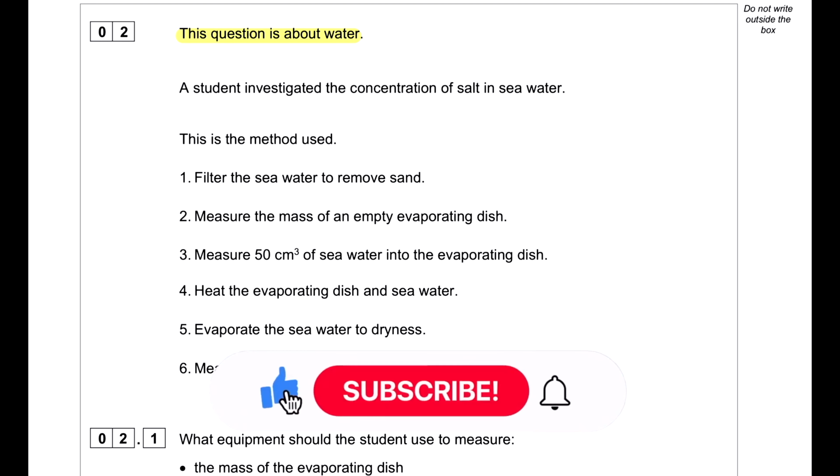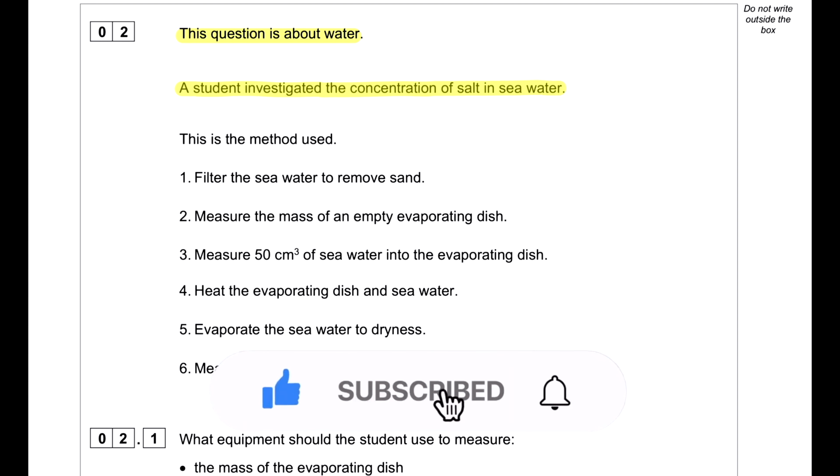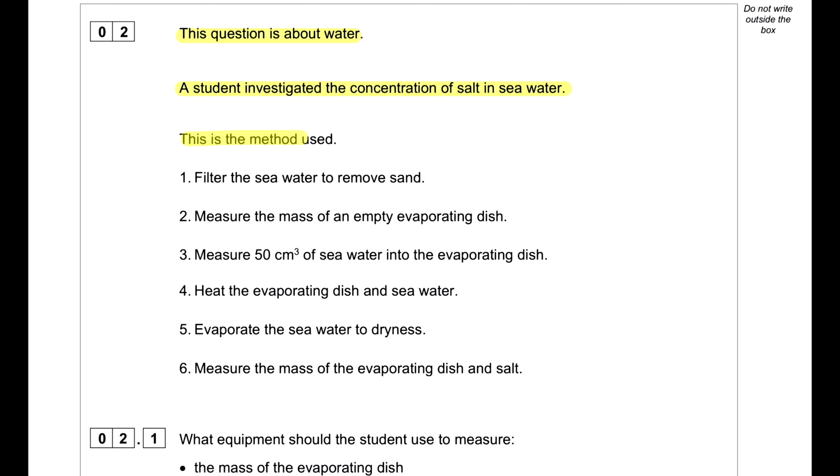This question is about water. A student investigated the concentration of salt in seawater. This is the method used. Filter the seawater to remove sand. Measure the mass of an empty evaporating dish. Measure 50 cm³ of seawater in the evaporating dish. Heat the evaporating dish and seawater. Evaporate the seawater to dryness. Measure the mass of evaporating dish and salt.